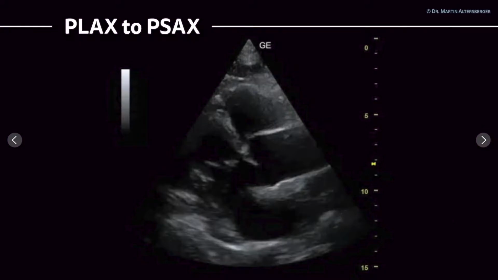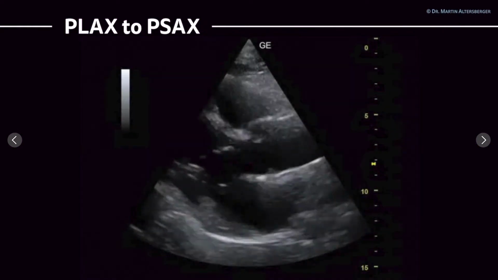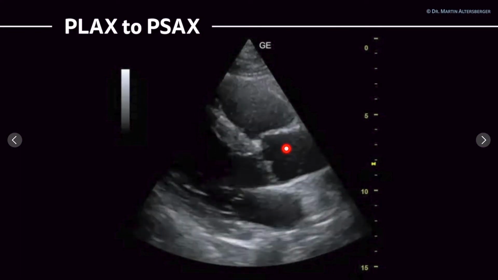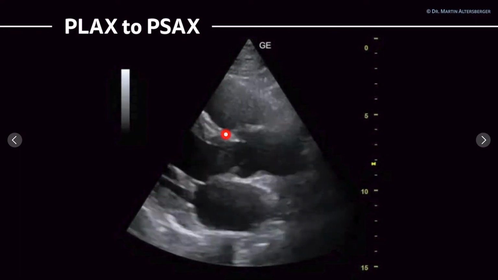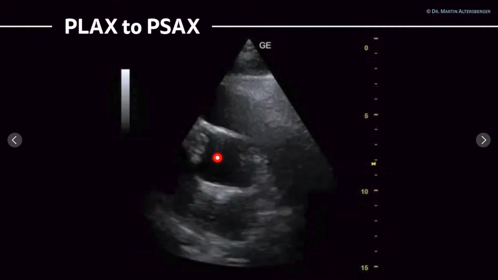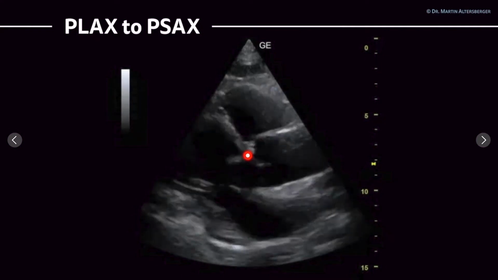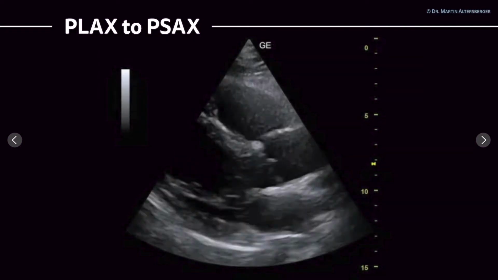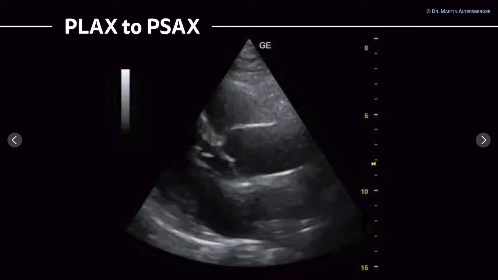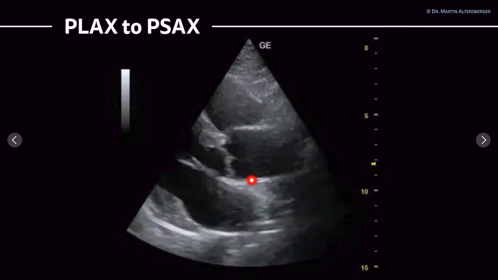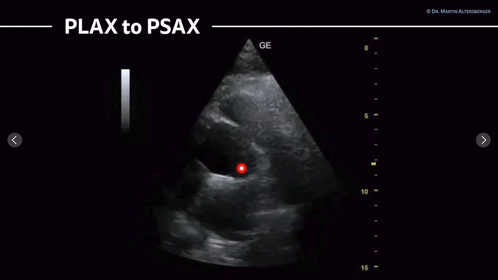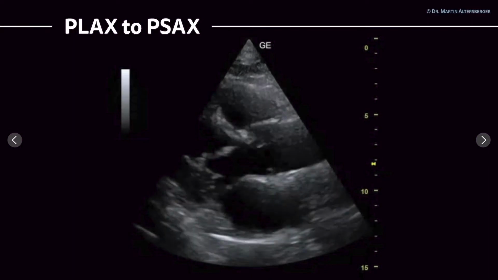And how do you get this view? Well, here we start in a parasternal long axis view. This is the aortic valve, the mitral valve, left atrium, left ventricle, ascending aorta. You keep the aortic valve in the center of the image and you rotate, and then, having always kept the aortic valve in the center, you achieve a parasternal short axis view of the aortic valve. Let's do that again. Keep the aortic valve in the center of the image and rotate, and you will end up with the aortic valve in a short axis.